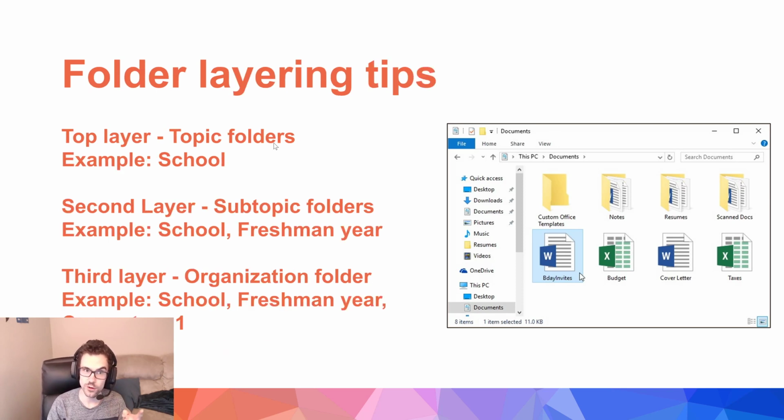What about folder naming tips though, or folder layering tips, I should say? On a top layer, I would choose a topic folder. An example of that would be school. The second layer down would be a subtopic folder. So an example of that would be freshman year. And then a third layer would be an organizational folder. So school, freshman year, and then the class you're taking, computers, for instance. Okay? That's exactly how I would name files.